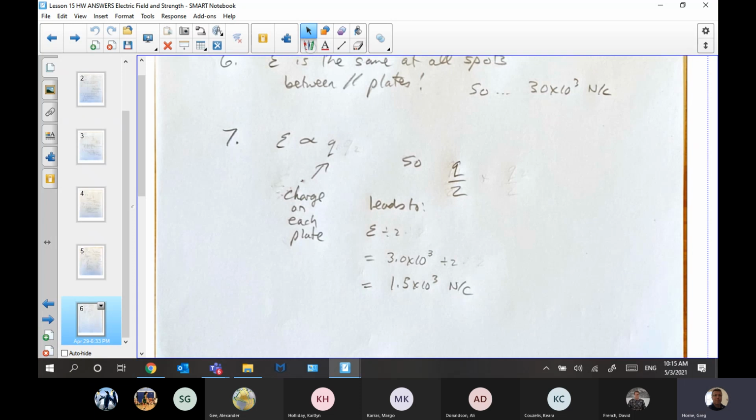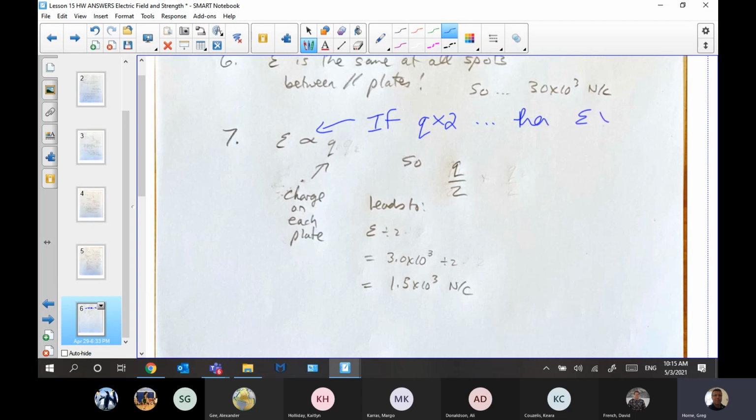So that just means that, in parallel plates with charges built up, if Q is multiplied by 2, then the field would be multiplied by 2 also. It means proportional. Okay, so this symbol here means proportional. Okay, thanks. Yeah, that makes sense.